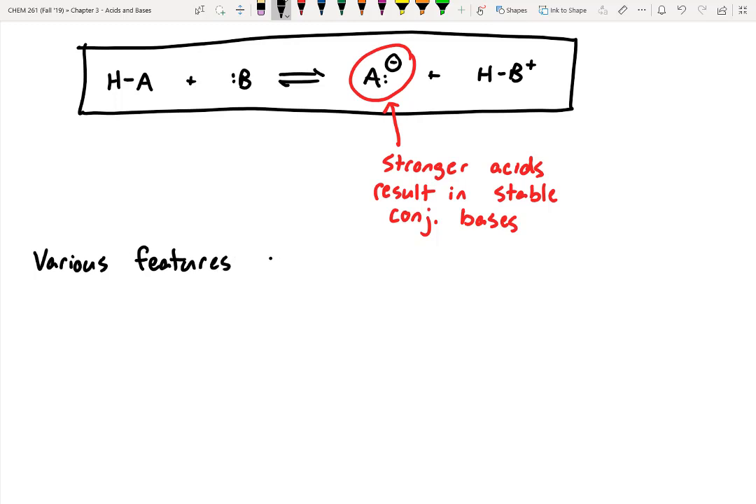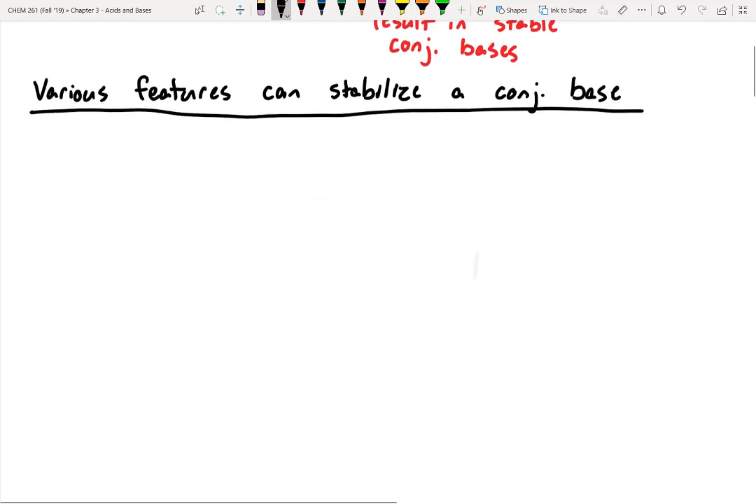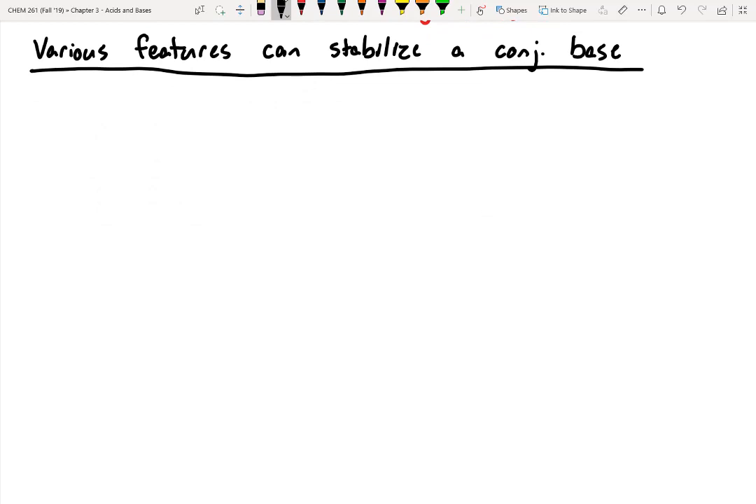So various features can stabilize a conjugate base. And I've got a good acronym for us to remember. All right, the acronym is CARDIO. I guess it's CARDO with the I offset. It's okay though, we'll figure it out.